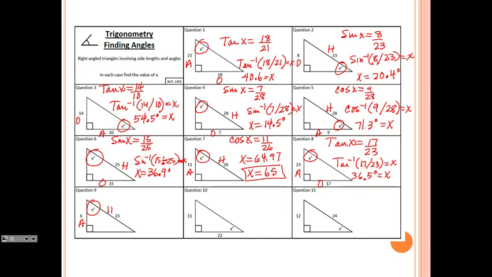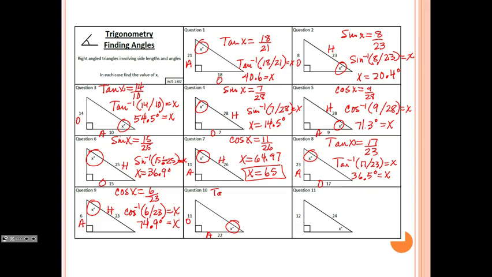Okay, adjacent and hypotenuse, cosine, x equals 6 over 23. So cosine negative 1. Hopefully you've got now shift cosine, right? 6 divided by 23 equals x. Okay, go ahead and pop that into your calculator. 6 divided by 23. We're going to get 74.87 or 74.9 degrees.